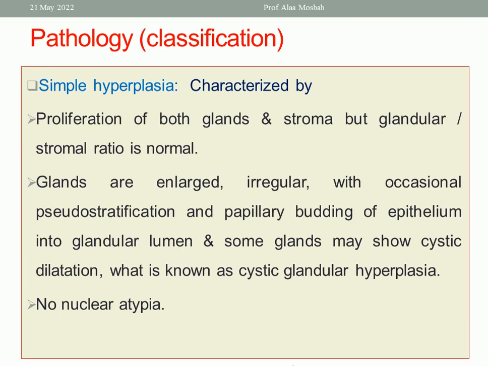What is the pathology in simple hyperplasia? Proliferation of both glandular and stromal components, but the glandular and stromal ratio is normal. Glands are enlarged, irregular, with occasional pseudostratification and papillary budding of the epithelium into the glandular lumen, and some glands may show cystic dilatation. There is no nuclear atypia.